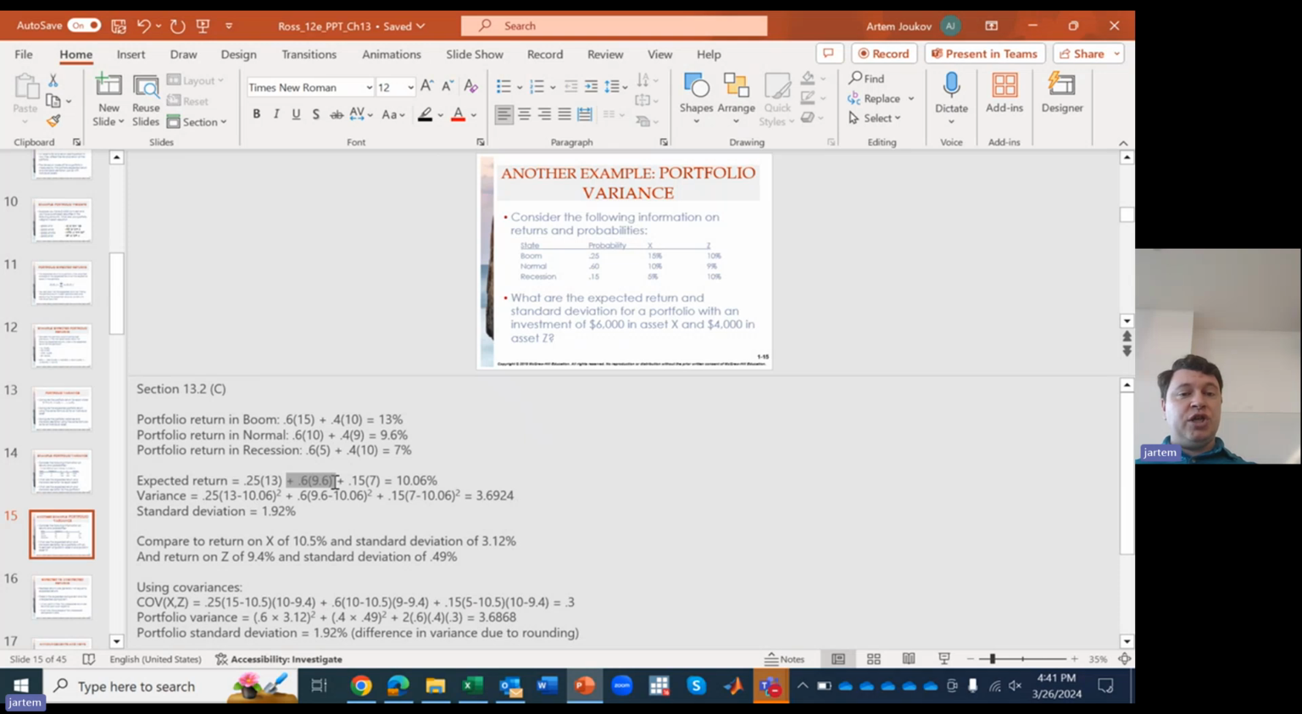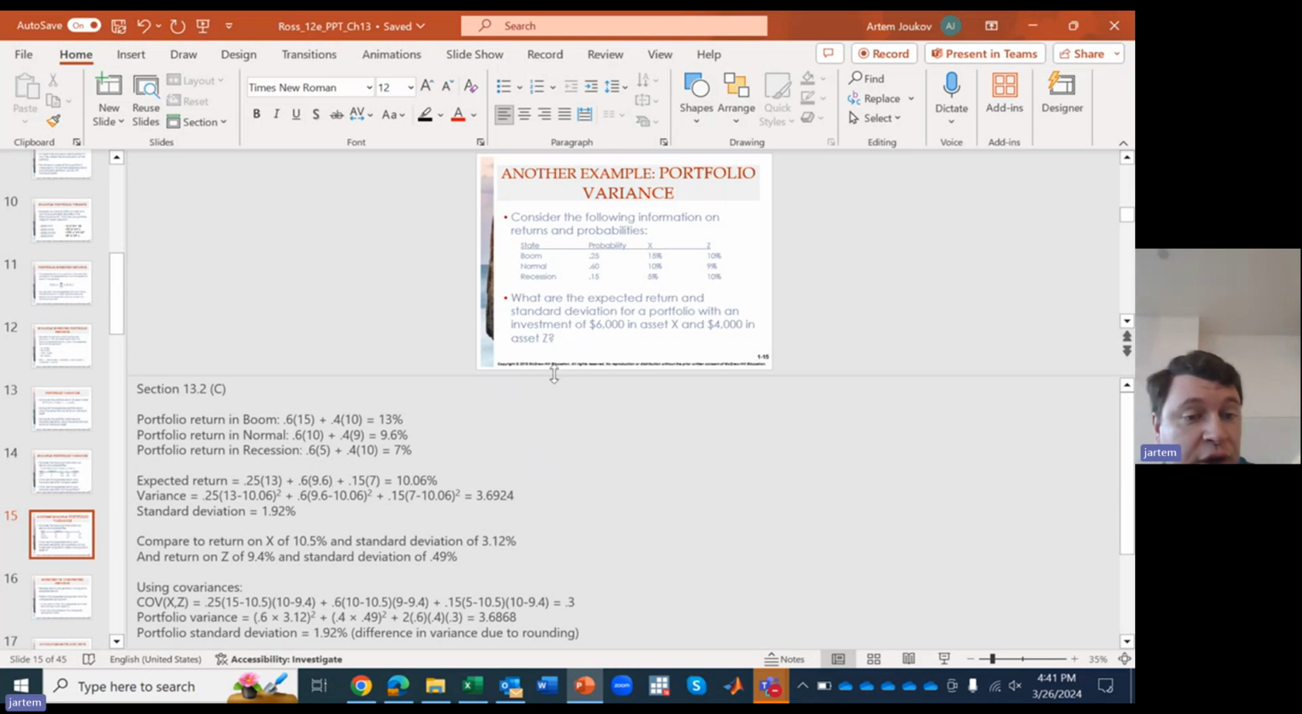Then there is a 60% chance of a normal economy. So you take 9.6, which is your average return on this portfolio in a normal economy, and multiply it times 0.6. Same thing with a recession, and you get 10.06%. Now you can calculate the variance.